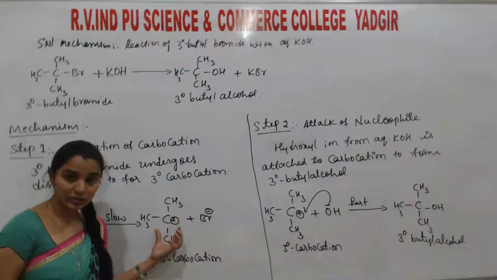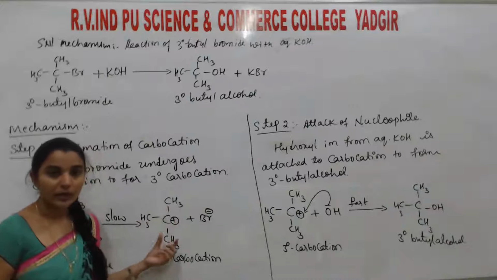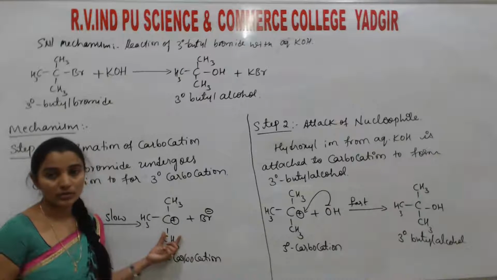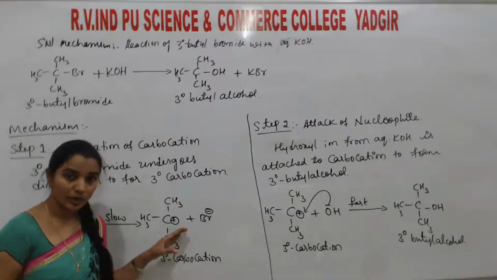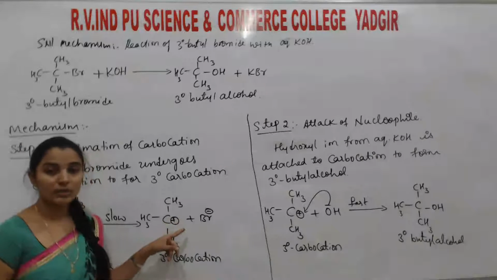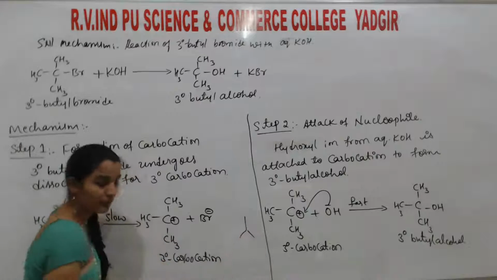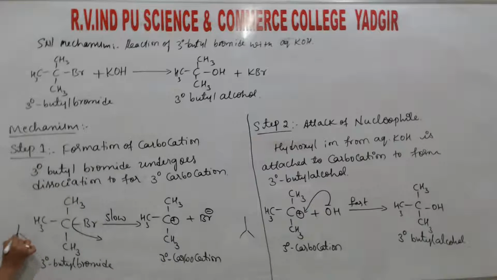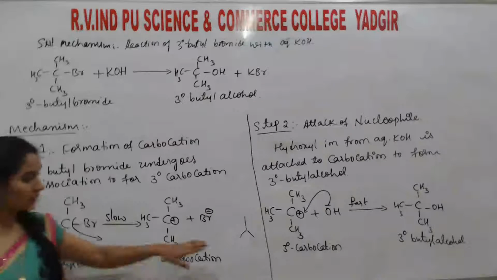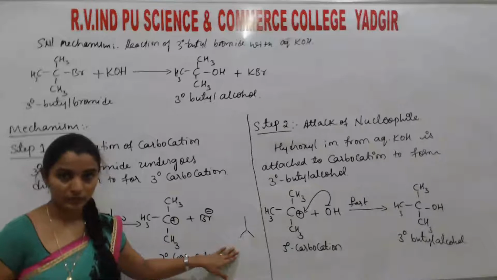So a 6 electron system means it is a carbocation. It is sp2 hybridized. If it is sp2 hybridized, then which shape is it? Trigonal planar, meaning triangle shape. This one is tetrahedral shape. This is triangle shape.